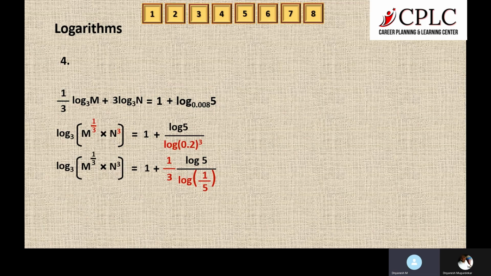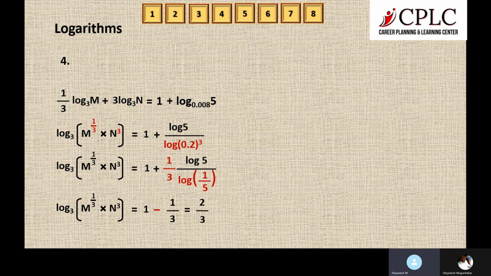So log 5 upon log 1 by 5, the answer is minus 1. So log of some number upon log of the reciprocal of that same number, the answer is always going to be minus 1. So you'll have 1 minus 1 by 3 on the right side, which is 2 by 3. And that is the simplification of the right side.